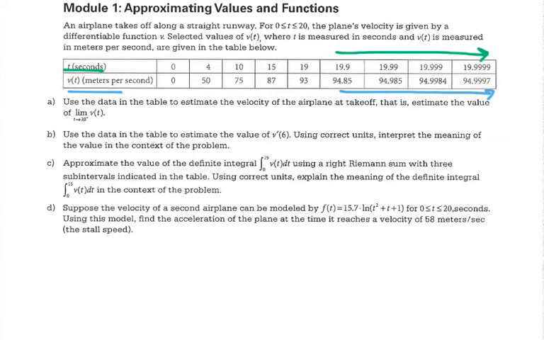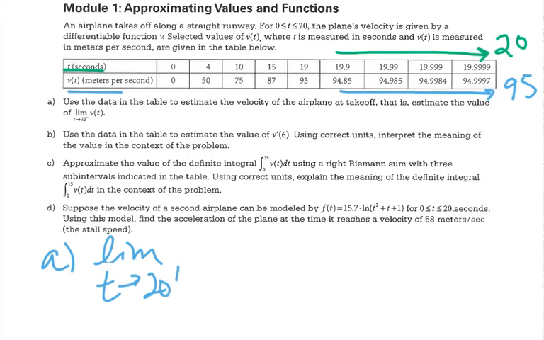So here, as we get closer and closer to 20 for time, our velocity is getting closer and closer to 95. So for A, the limit as t, not x, as t approaches 20 from the left, of v of t is 95. Okay, now let's go on to B.